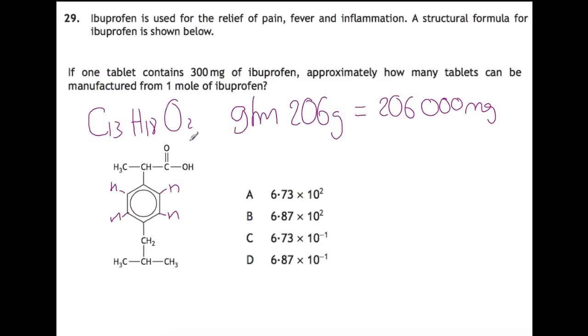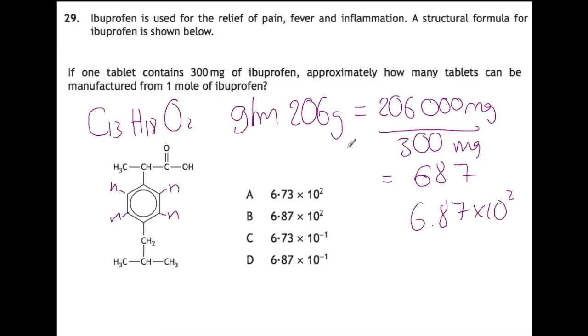So each mole of ibuprofen weighs 206,000 milligrams. If we then divide that by how many milligrams there are in 1 tablet, that tells us we can make 687. All of these have been written in scientific notation, so 687 is 6.87 times 10 to the 2, so that's B.